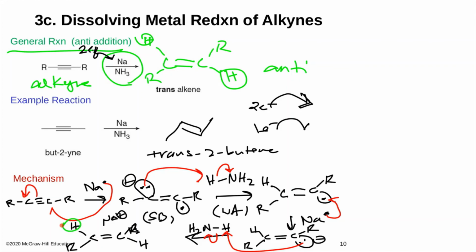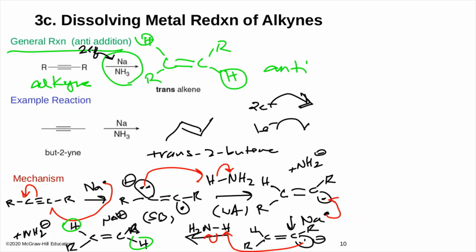So we've added H and H trans across the double bond. Now, I did forget a byproduct here. I'm bad about that. Whenever we deprotonate, we've got an amide floating around in solution each time we deprotonate. That's the anion of ammonia, the amide. All right, but that's the mechanism.